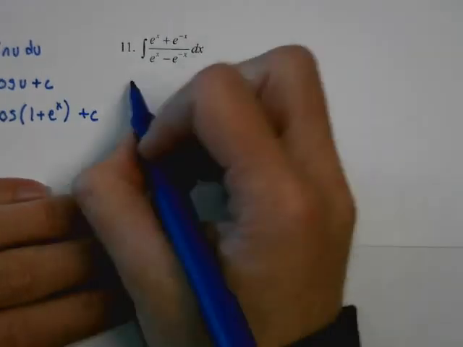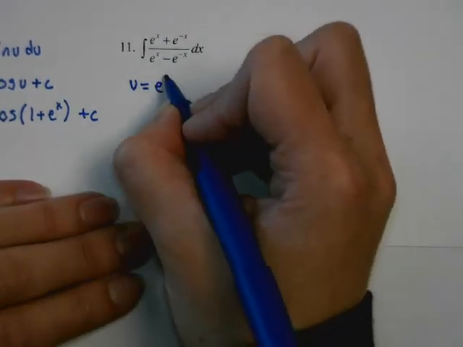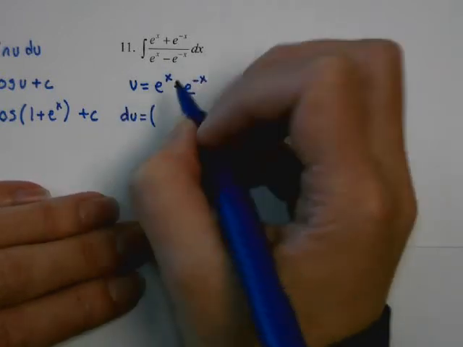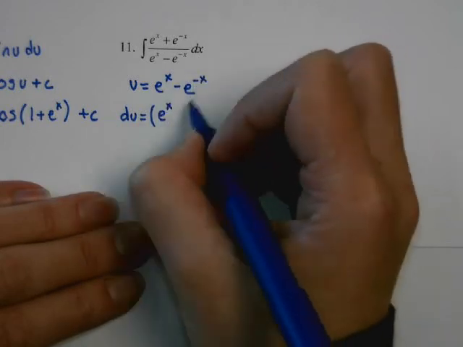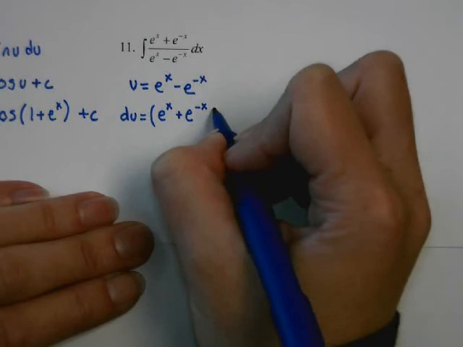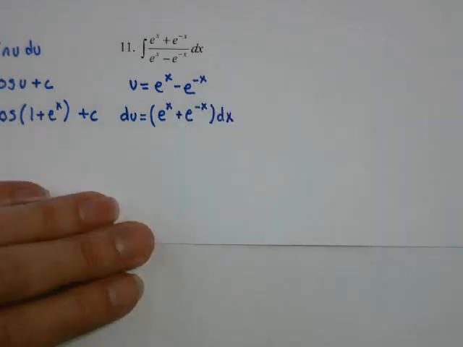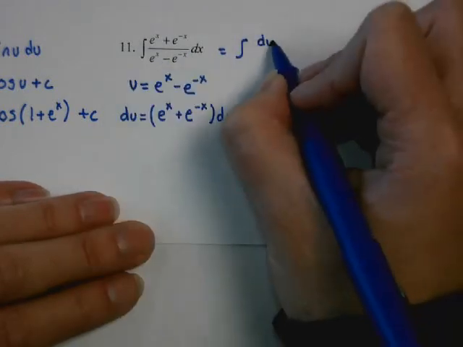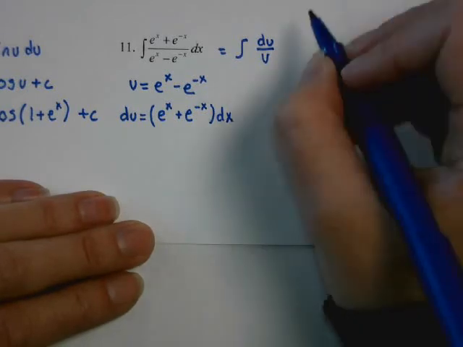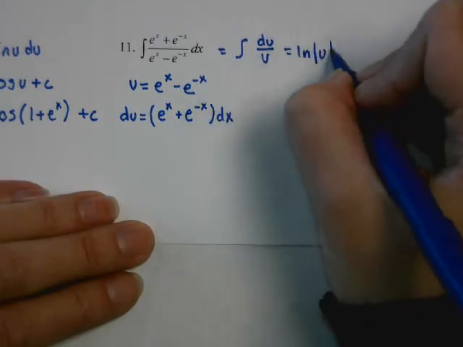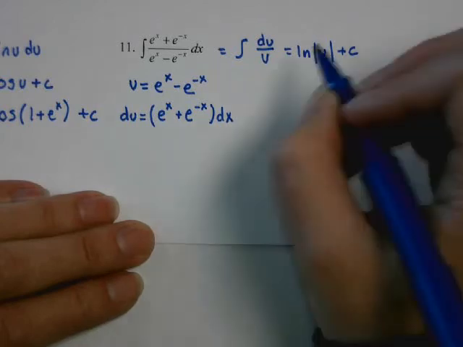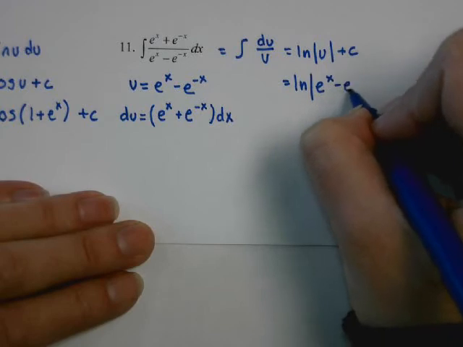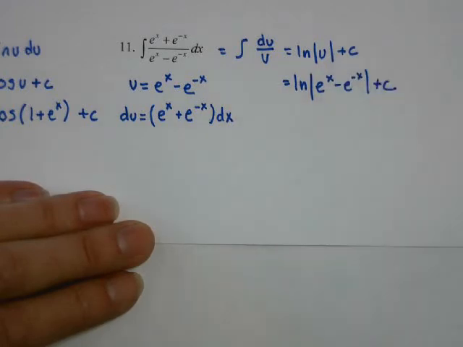Here we're going to let u equal the denominator. So u is going to equal e to the x minus e to the negative x, which means du is e to the x plus e to the negative x. So this is the integral of du over u, which is going to be the natural log of u plus c, which in this case is the natural log of the absolute value of e to the x minus e to the negative x plus c.